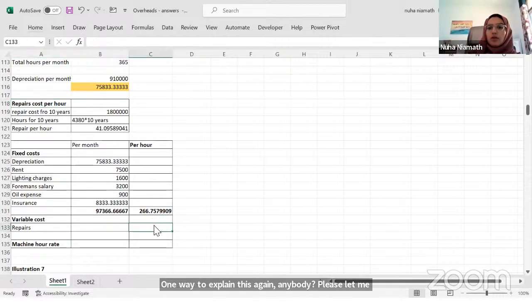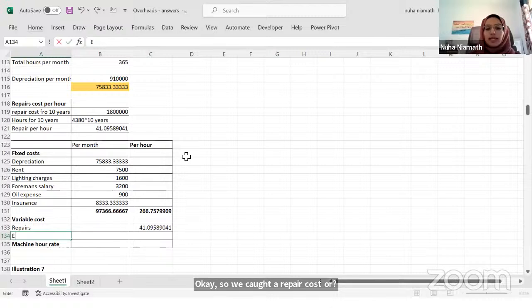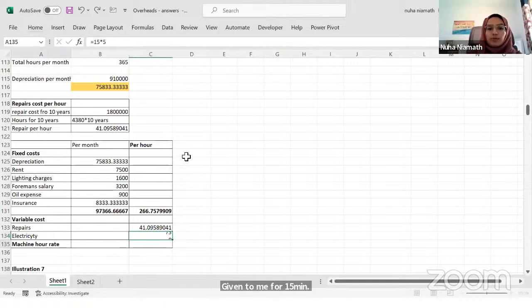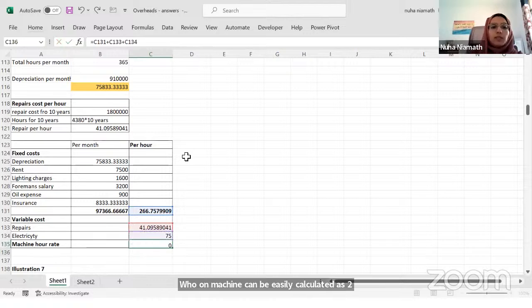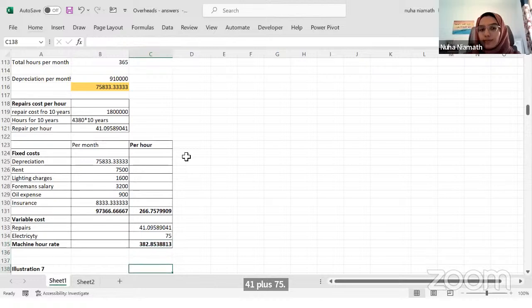Okay, so we got a repair cost of 41.1. The other expenses, electricity, is given to be for 15 units at rupees 5. So our machine hour rate can be easily calculated as 266 plus 41 plus 75, which is 382.85.